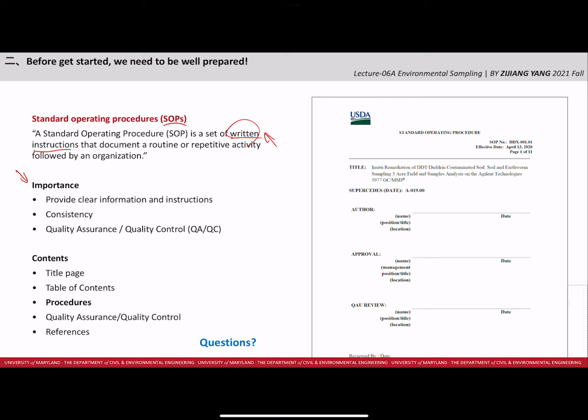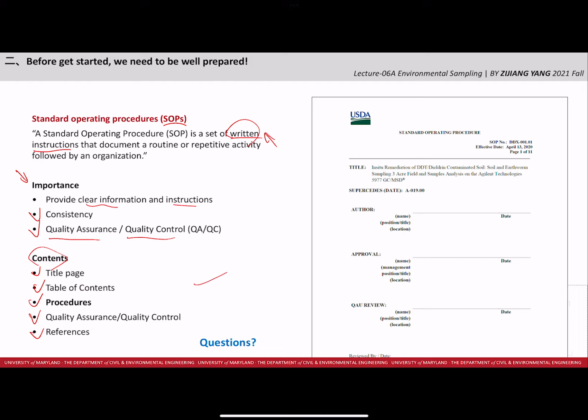This is important because it can provide clear information and instructions, and it is consistent so different people can follow the same SOP. It also provides information about quality assurance and quality control. I just want to make sure if they type or no. Okay. And it usually has several contents like the title, table of contents, procedure, QA and QC, and reference.